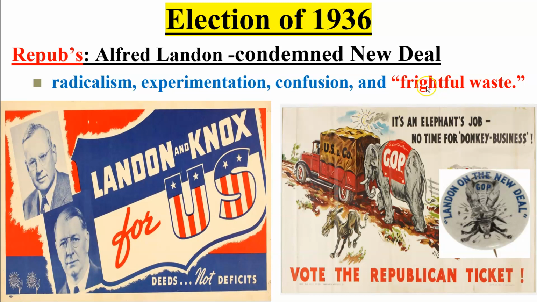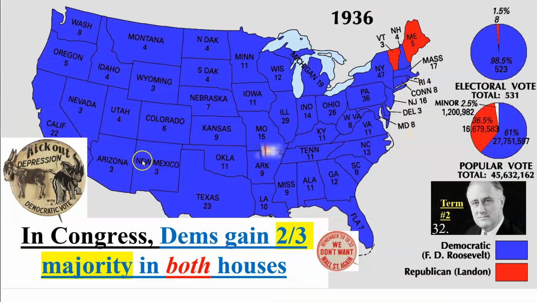And the Republicans have this guy by the name of Alfred Landon who says, of course, the New Deal is radical, it's experimentation, it's confusing, there's all kinds of acronyms, and it's frightfully wasteful. This is no time for donkey business. What the Democrats are doing is like monkey business, but it's donkey business. We need a Republican for that. It takes an elephant to get us out of the mud here with that one.